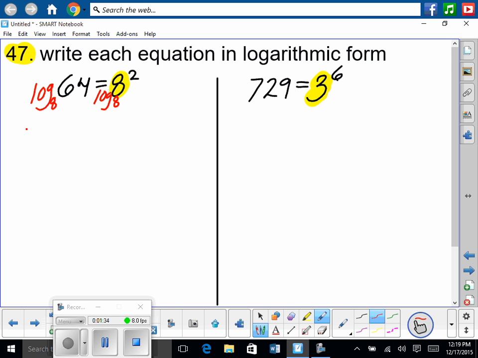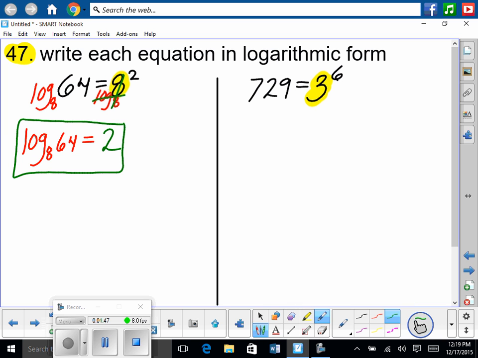So on the left, I have log to the base 8 of 64 is equal to, and then don't forget that log to the base 8 and base 8 are inverses of each other, so they cancel out, so that 2 drops down. This is rewriting it in logarithmic form. So over here, once again, the first thing is identifying your base. It's base 3. So we have to undo base 3. The only way to do that is log to the base 3. So over here on the left, I have log to the base 3 of 729 is equal to, those cancel out, and our 6 drops down.